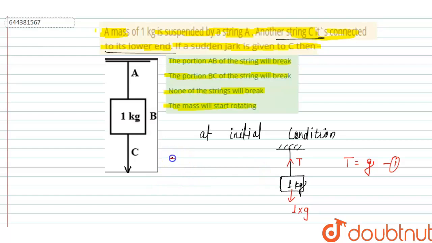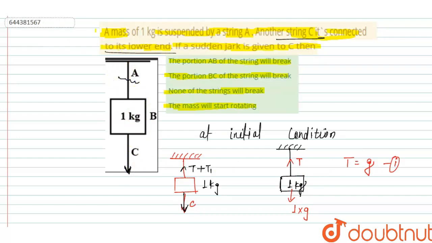After that, when the string C is connected to it, this is a block M, and string C is connected to it. Then the 1 kg mass has tension T, and due to C, another tension T1 is acting on it. Initially it is in equilibrium, and when we introduce the string C, then definitely this part will break.